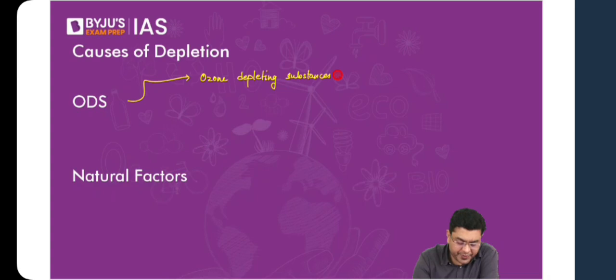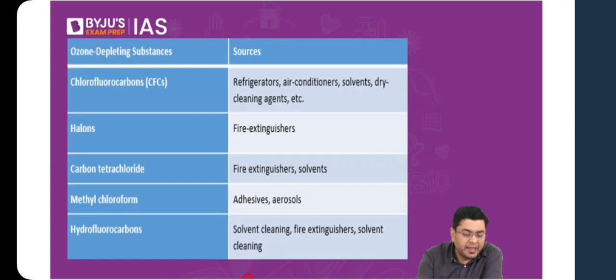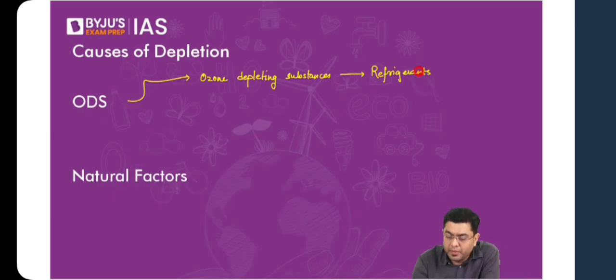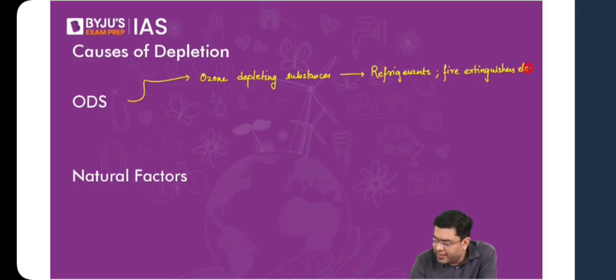So ozone depleting substances, you have a whole list of them. For example, here, these are all the ozone depleting substances. Majorly, you will observe all of them to be used in refrigerators, air conditioners, solvents, dry cleaning agents, fire extinguishers, adhesives. So that is where all these ozone depleting substances were basically used, as refrigerants, in fire extinguishers, etc. But CBDR is there in UNFCCC also.